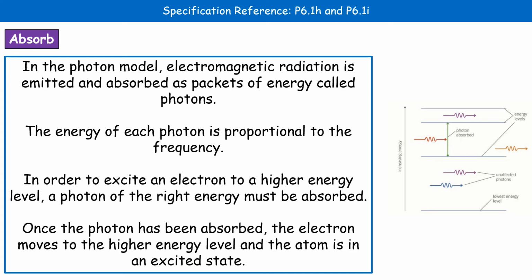So what we find is to actually excite an electron and move it from its normal energy level to a higher energy level, it's got to absorb a photon of the right amount of energy. Once it's actually absorbed that photon, the electron is going to become excited, it moves to the higher energy level, and we can now say that that atom is in an excited state because we've moved an electron from its normal energy level to a higher one.